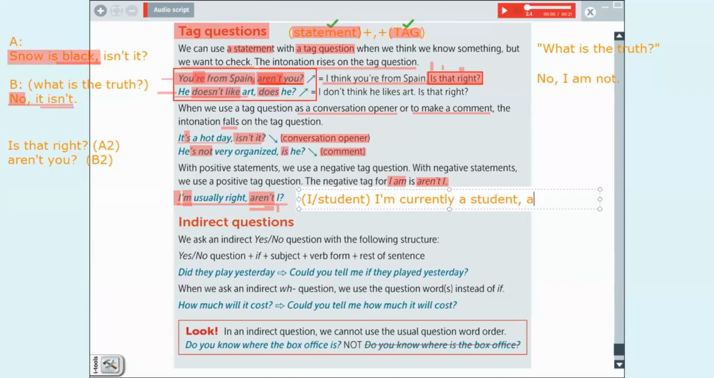Aren't I? Exactly. That was the practice. I just needed to have an answer like this. Statement: I, and then the verb be with real information. I'm currently a student. That question, aren't I, because you're talking in first person. Aren't I? This is the only exception, as I mentioned previously.